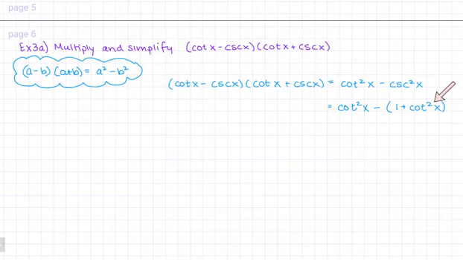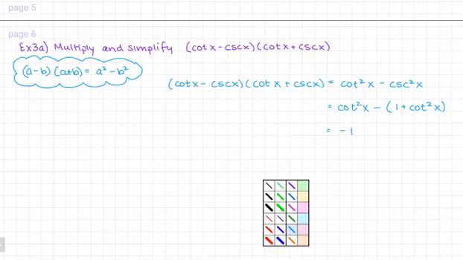And then, well, look at that. Our cotangent squareds are going to cancel. And we're going to be left with -1. I would say that's definitely as simple as we can get. This one's pretty clear what its actual final answer is.